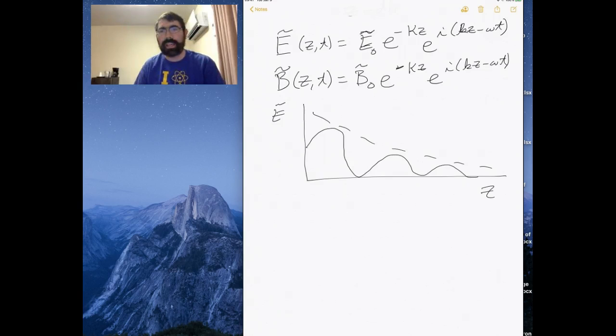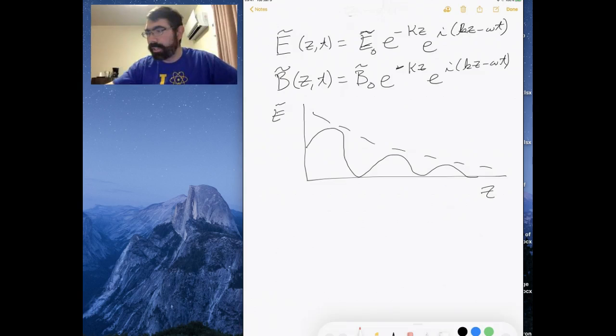And so what we have is basically these damped field equations, where you have the oscillating part right here, and then you have the damping part right here.